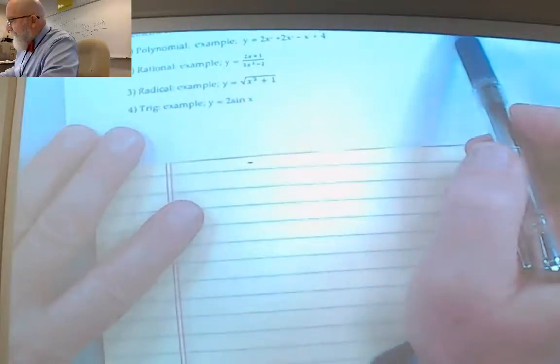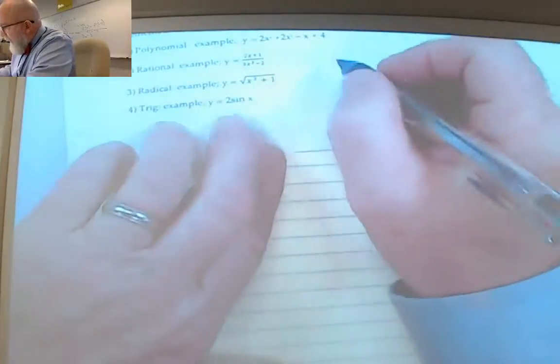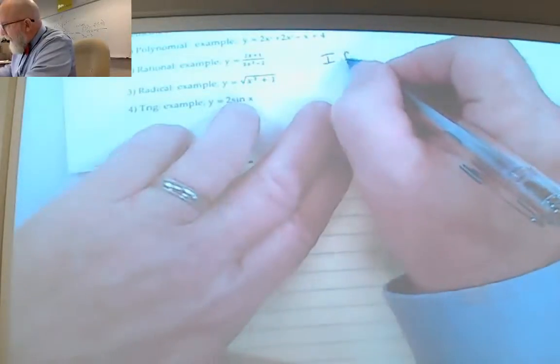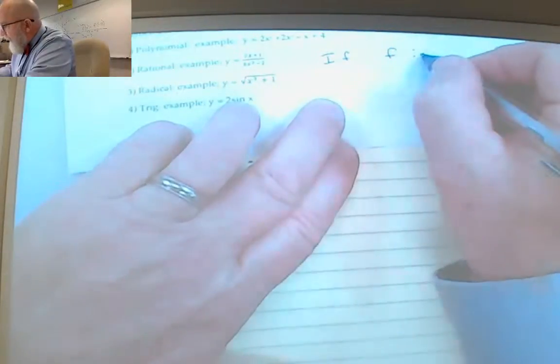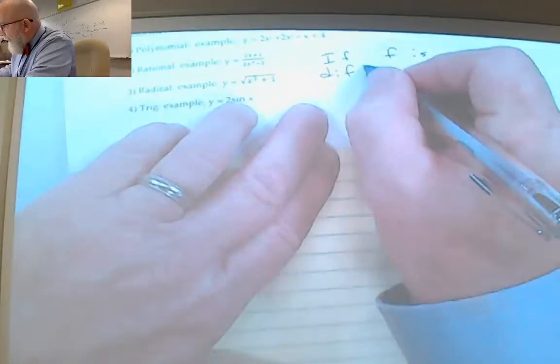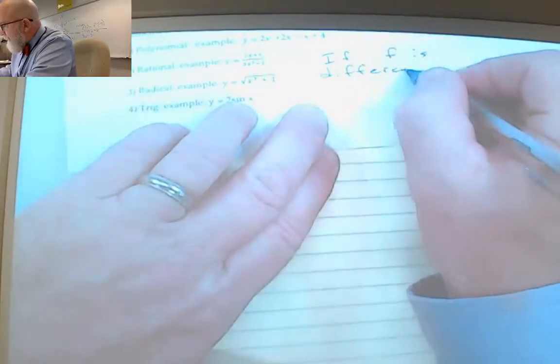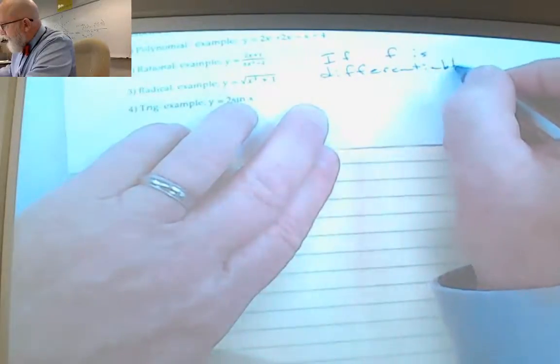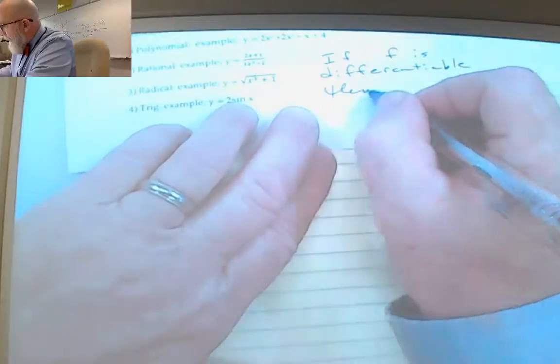These are always differentiable if f is differentiable, which means I can take a derivative, then it is continuous.